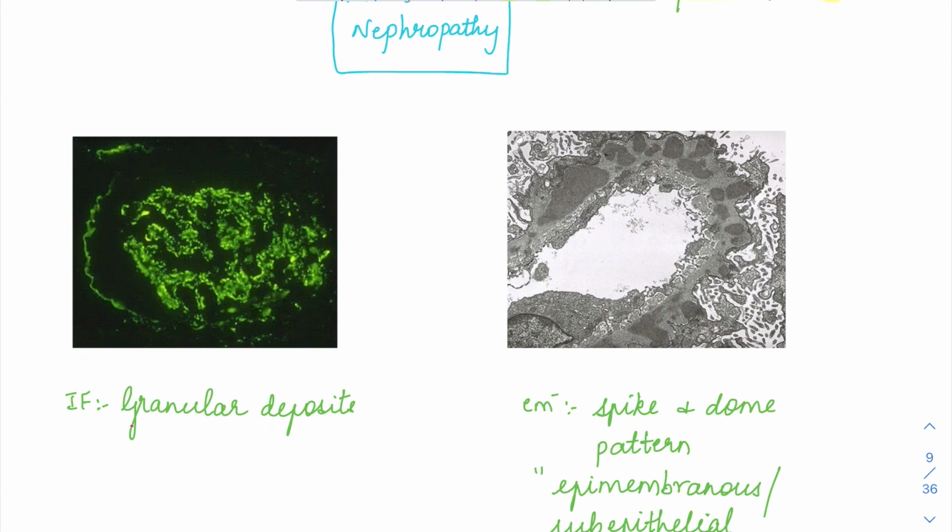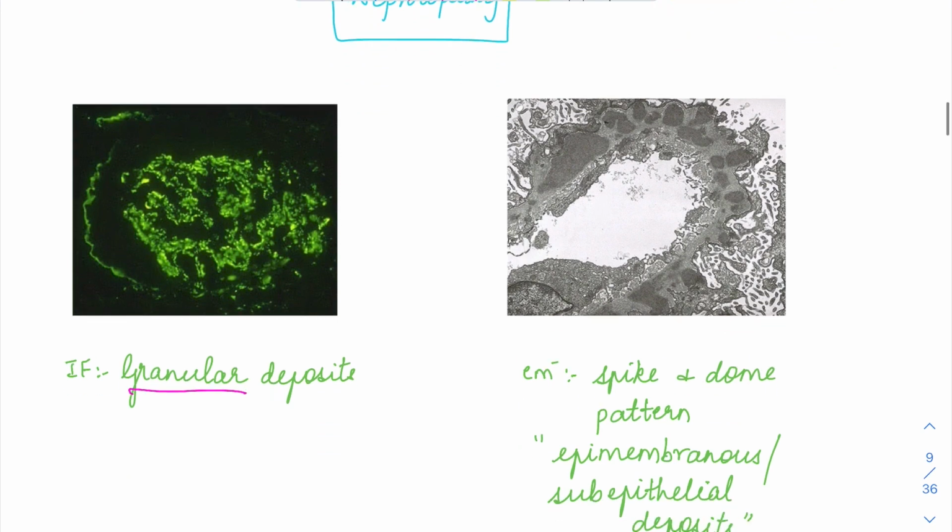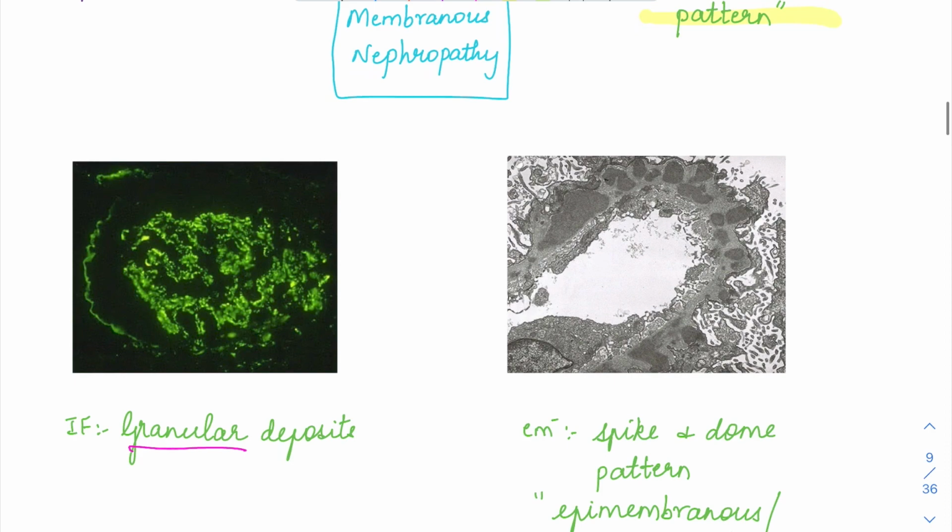Since it's an immune complex disease, again, on immunofluorescence, you are going to see a granular kind of deposits. But on electron microscopy, again, you can visualize this spike and dome pattern. And basically, here also, the deposits are going to be subepithelial only. Like in PSGN also, we saw the subepithelial humps, right? Here, it is called subepithelial deposits or epimembranous also. So, subepithelial is basically epimembranous only.